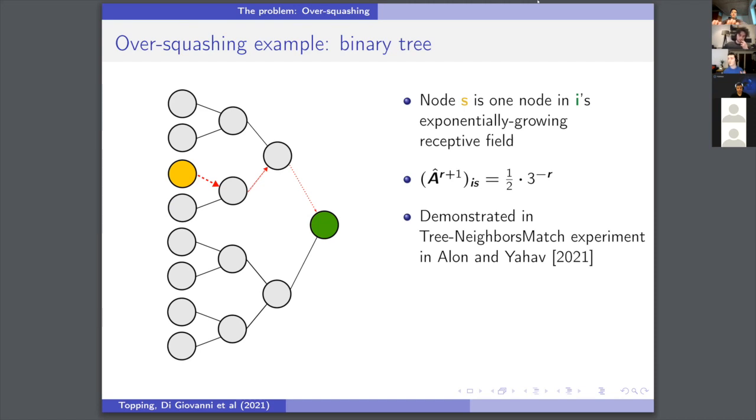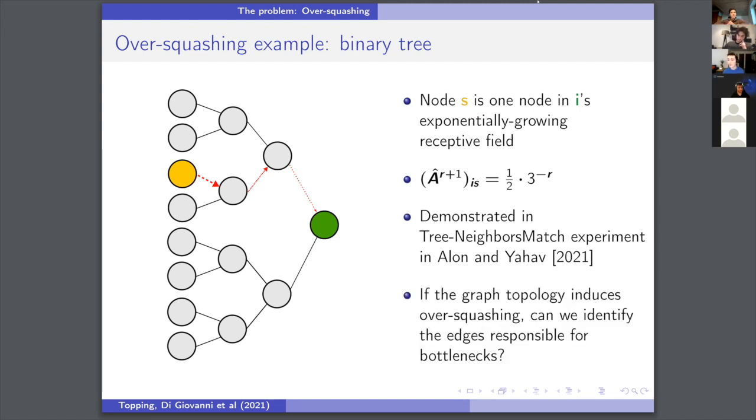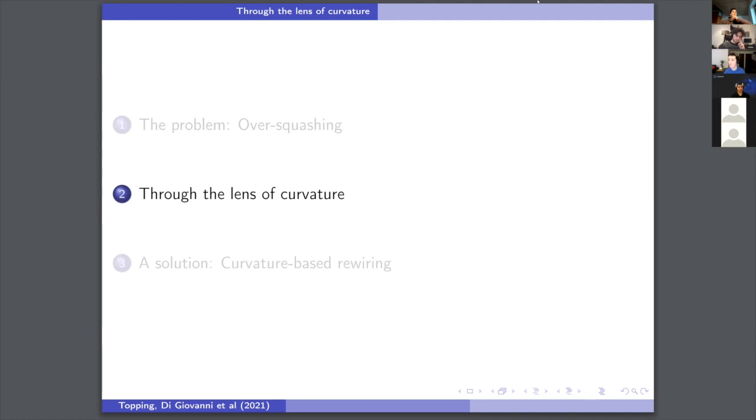But then the question is, if we know that the graph topology is inducing these bottlenecks, can we identify which edges in particular are responsible for the bottlenecks? And with that, I'm going to hand you over to Francesca. Okay, so everyone again.